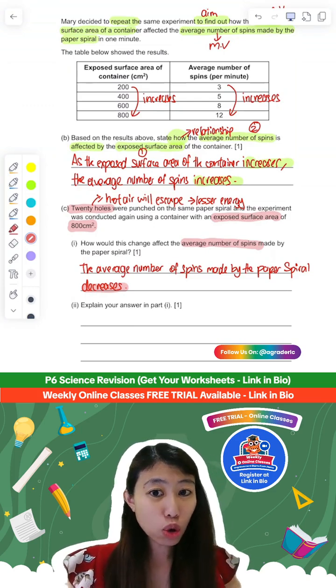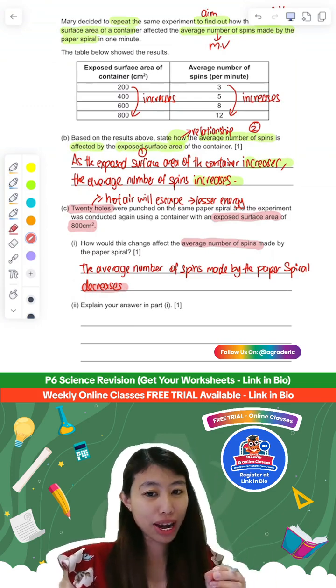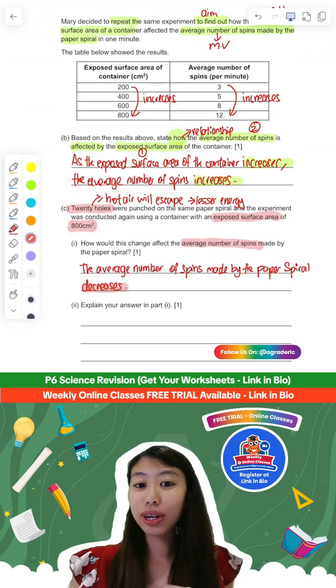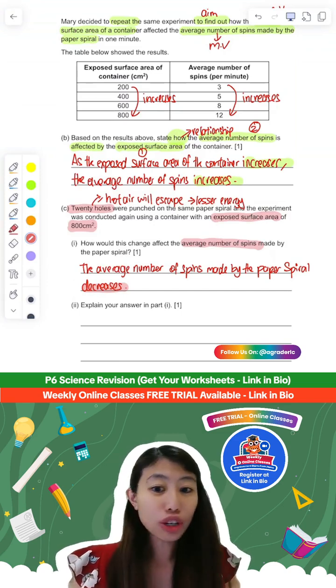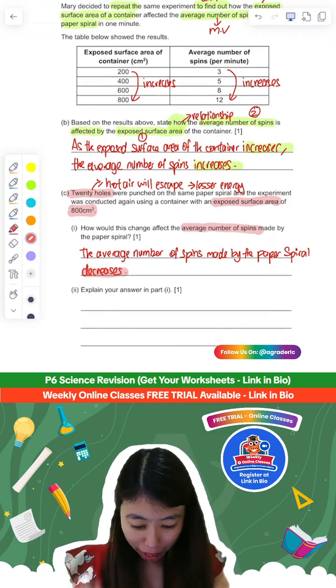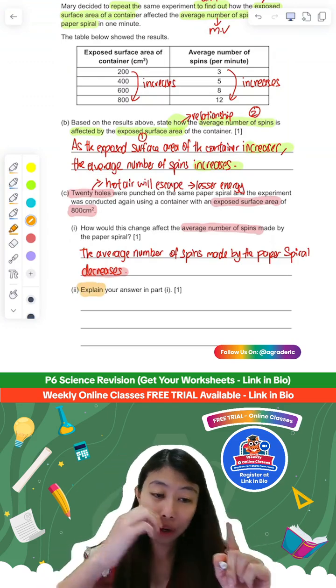It will spin slower, but they say number. So for number we don't say slower. If they say rate or speed, then you mention slower. Okay, for number you say lesser or fewer or decreases. Okay, let me explain this quickly. This one, then the keyword.